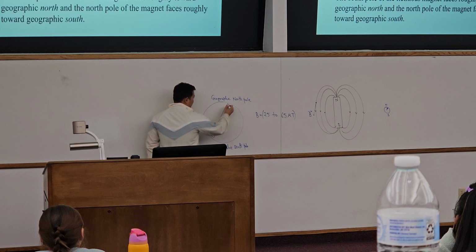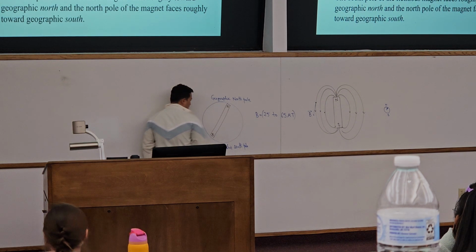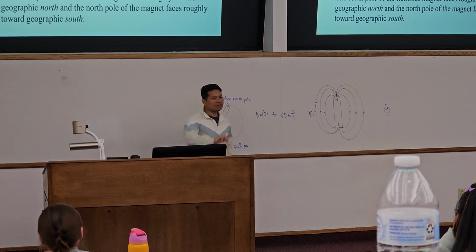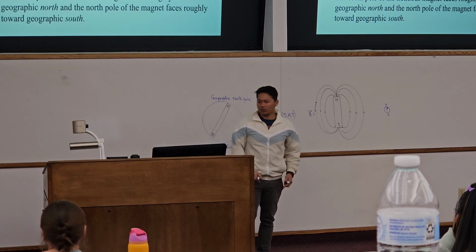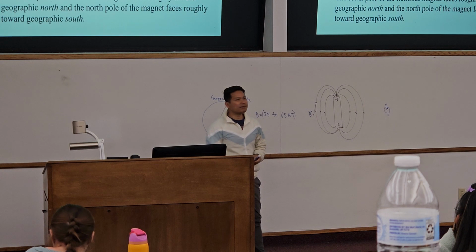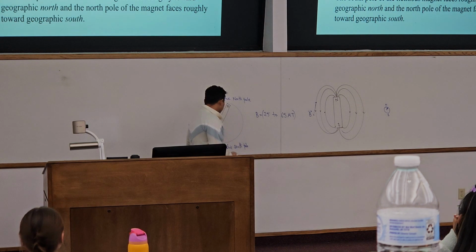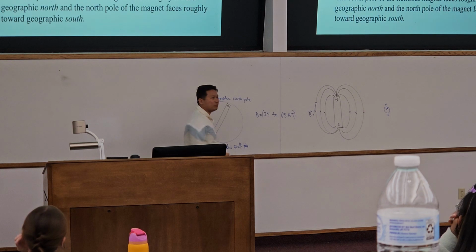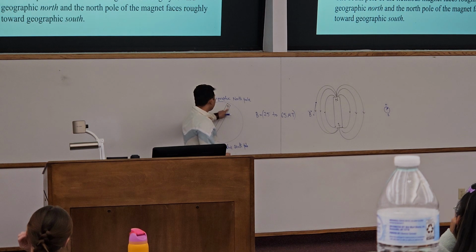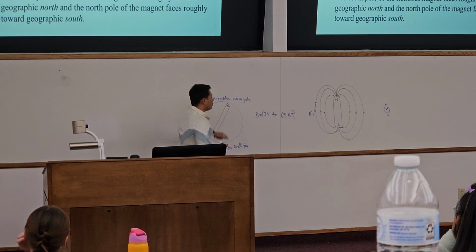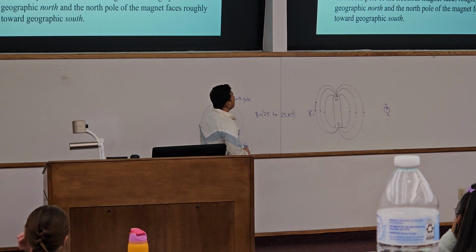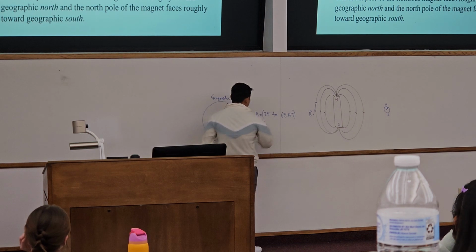It's a South Pole and the North Pole for the Earth magnet. Okay, so basically they are the same. The North Pole of the Earth magnet is aligned closer to the geographic South Pole, and the South Pole of the Earth magnet is aligned closer to the geographic North Pole of the Earth. They are not exactly vertical. They are a little bit tilted, and the value of this magnetic field is very small.